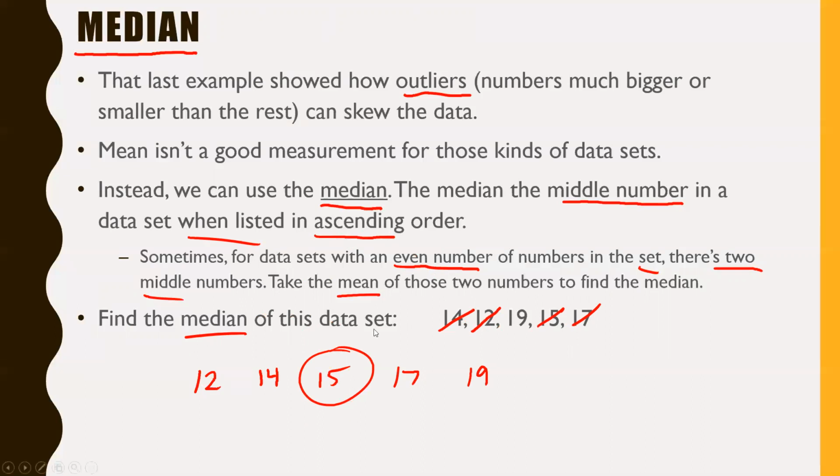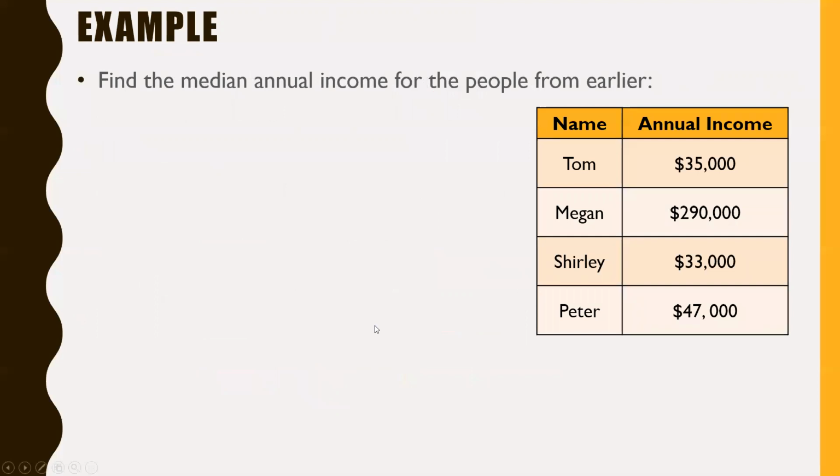That's the middle number. So coming back to that same example from before with Tom, Megan, Shirley, and Peter, let's now find the median annual income for these four people, right? Well, let's list these first of all from the lowest annual salary to the highest annual salary. So Tom, nope, sorry, not Tom, Shirley. Shirley is the one who's making the least here, 33,000. So we'll cross that off. Then the next least is Tom, 35,000. Then we have Peter at 47,000. And of course, Megan making bank here, 290,000. That is now listed in ascending order.